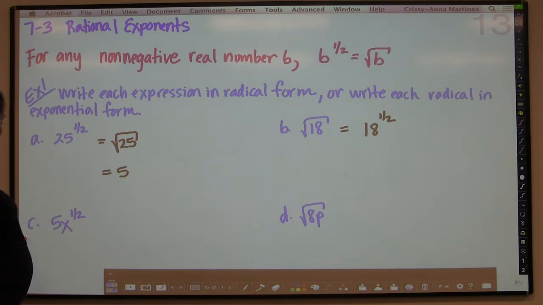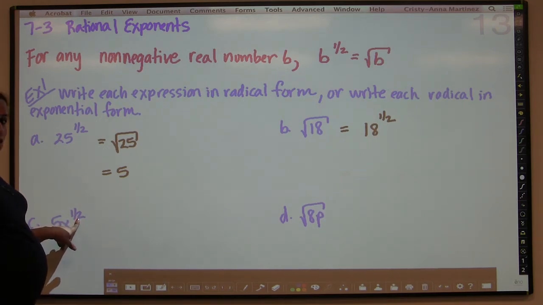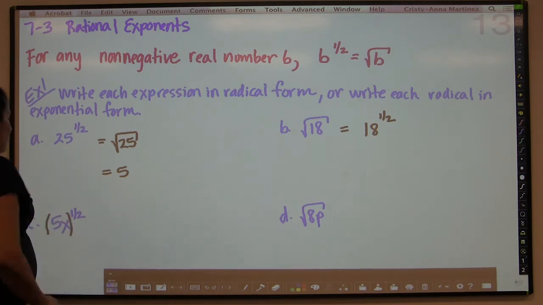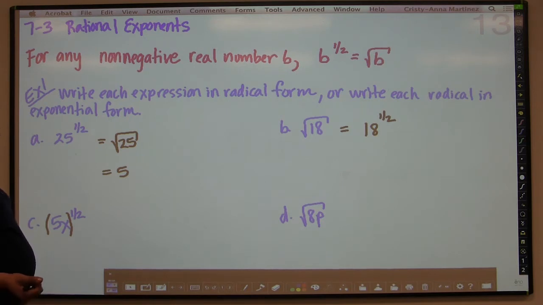In part C, I want to make a special note here that the 5 and the x are not both being affected by the 1/2 power. Only the x is being affected by the 1/2 power. If they had wanted you to put the 1/2 to both of them, they would have had to use parentheses, and then the property of multiplication would have applied from yesterday's lesson, where they would both get the 1/2.